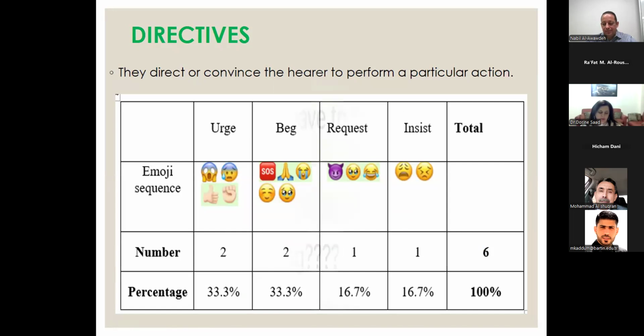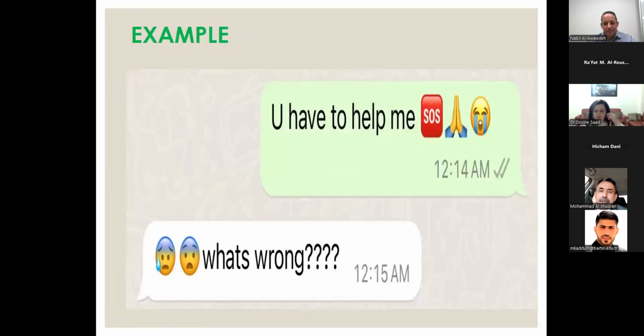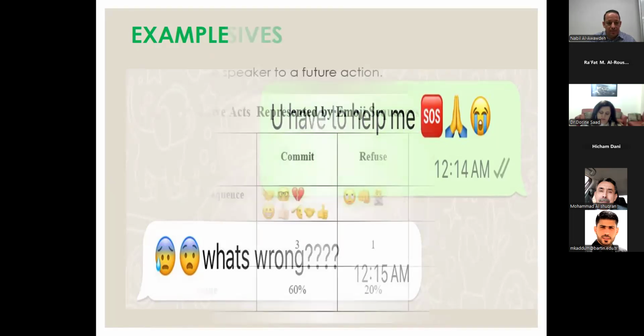And one example again of this kind is begging: you have to help me, please. This is the turn in which we have the begging function, in which the speaker used the SOS button like an emergency thing, and the folded hands like begging for help, and loudly crying faces to get the listener to feel for the speaker and act promptly.